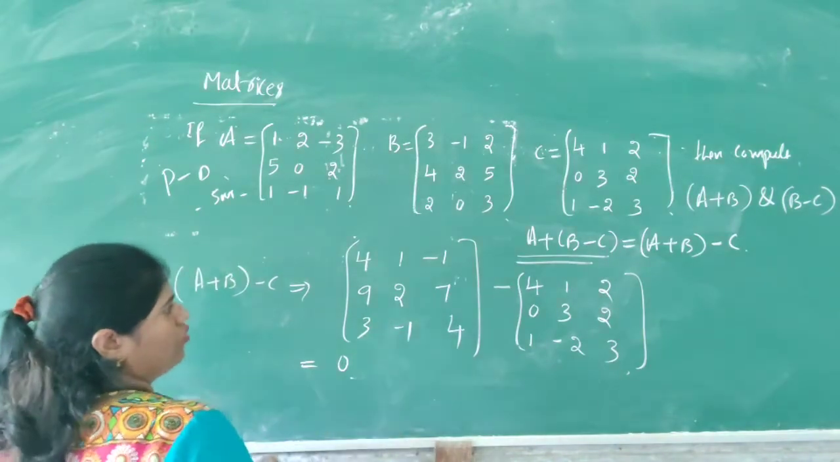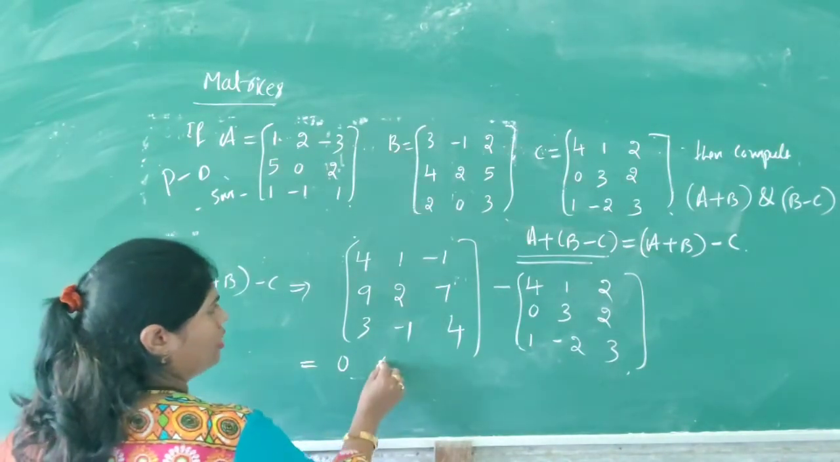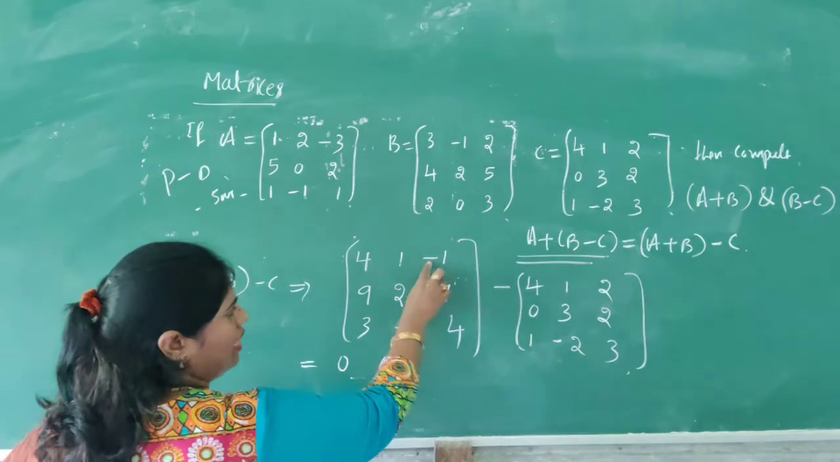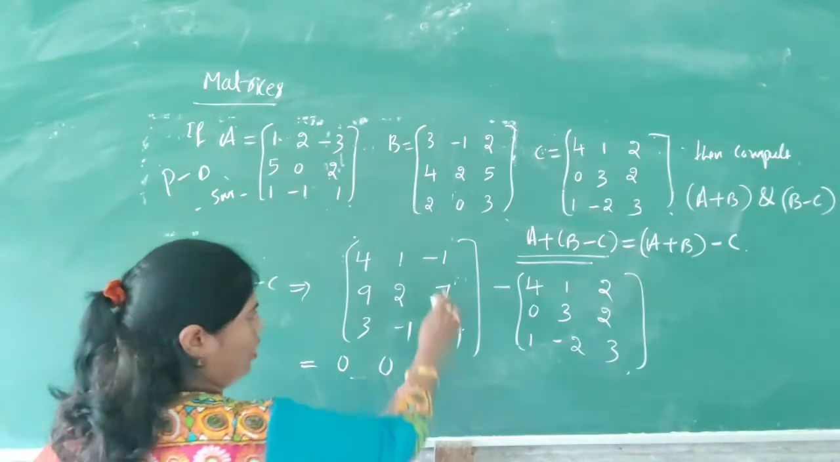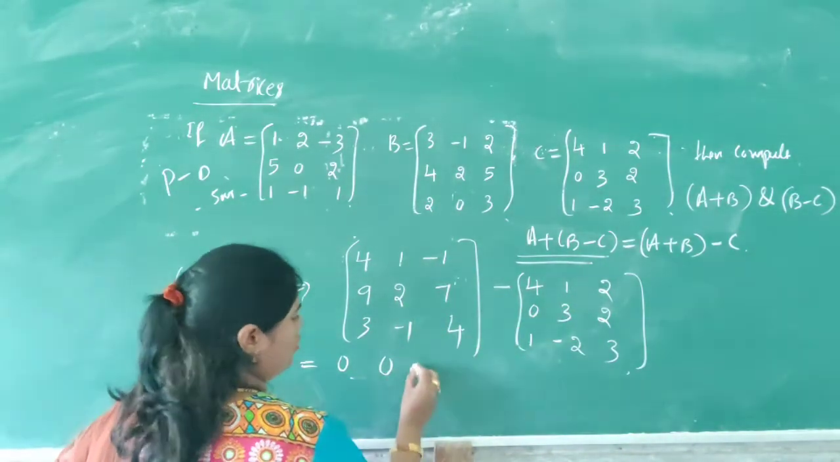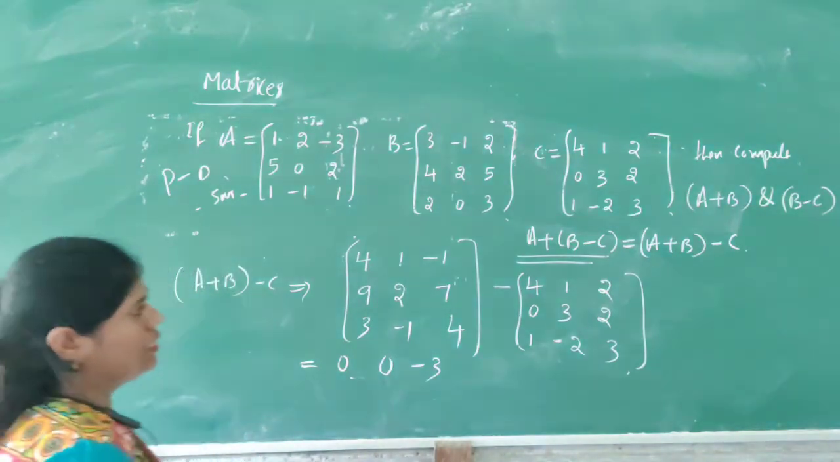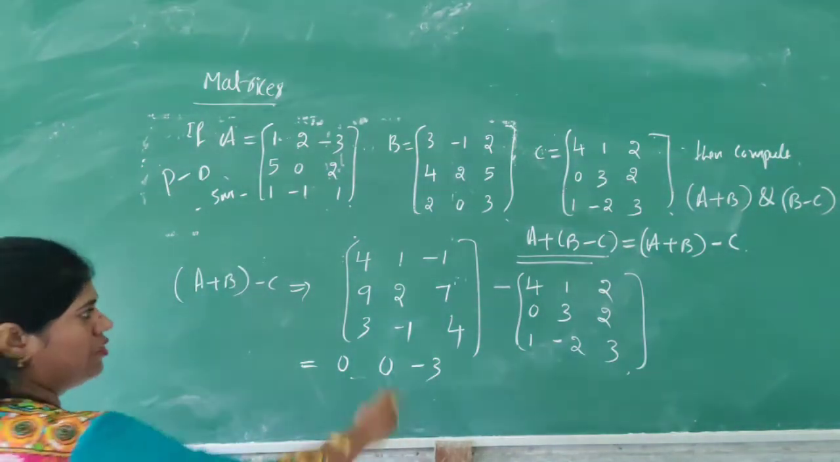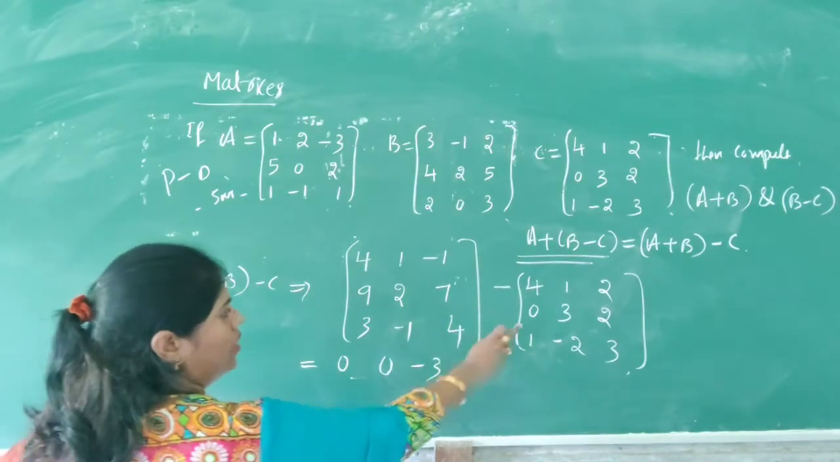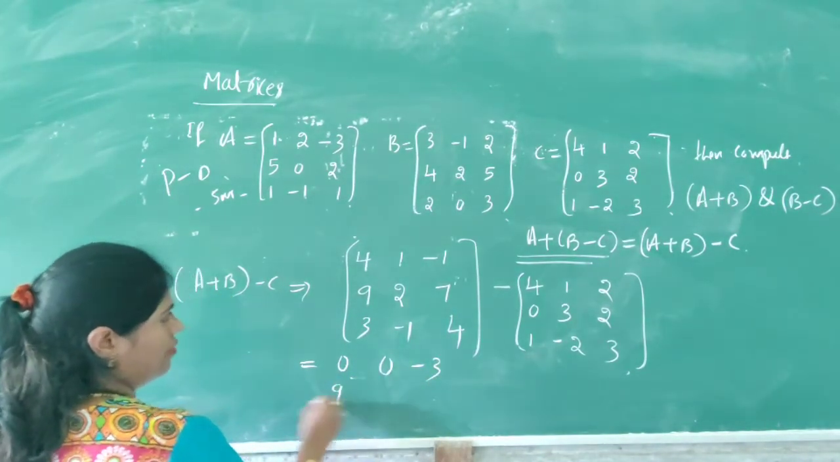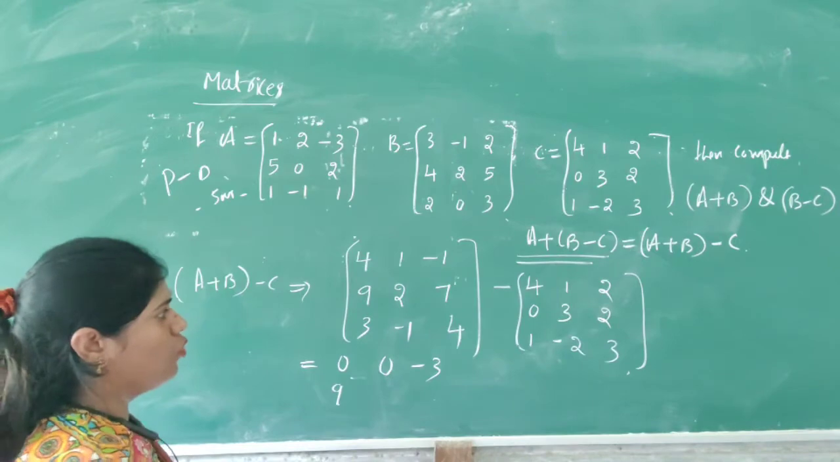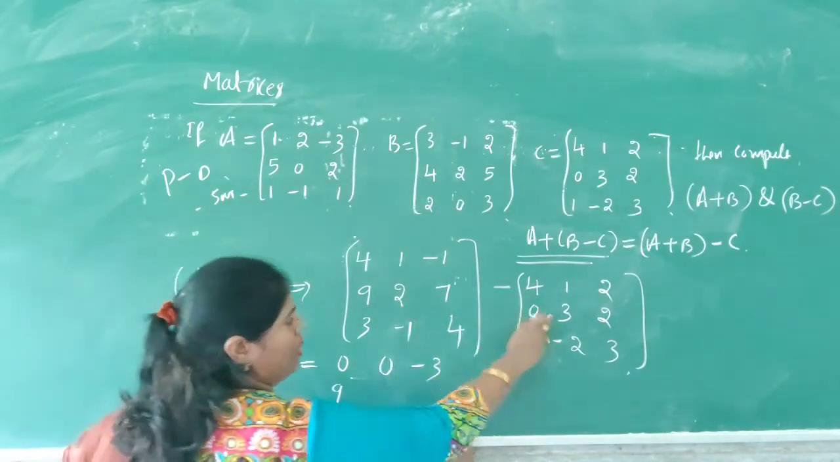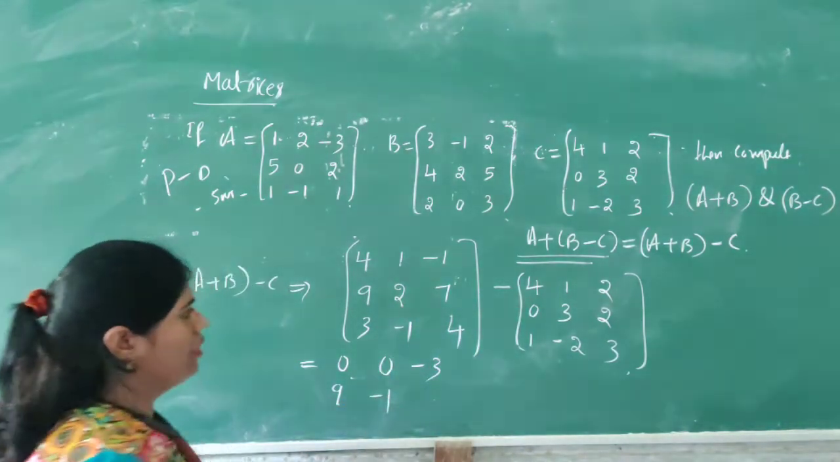So 4 minus 4 is 0, 1 minus 1 is 0. See, minus 1, minus 2, which is equal to minus 3. Correct now? Next, second row. 9 minus 0, 9. 2 minus 3, minus 1.